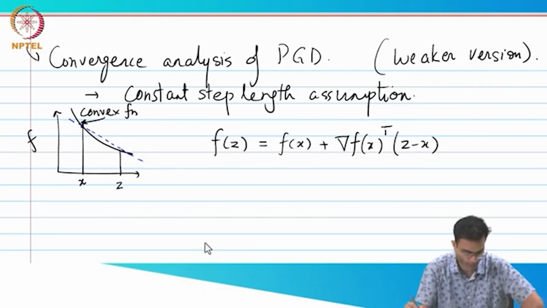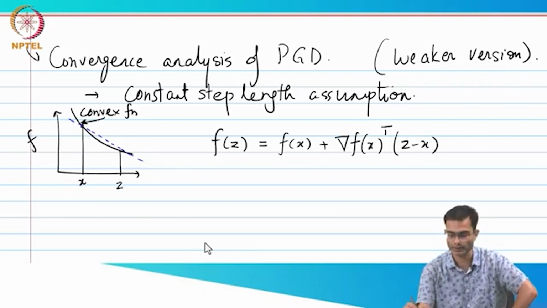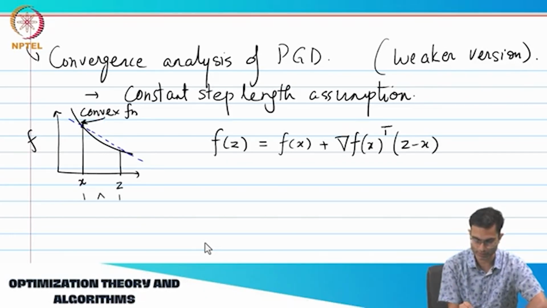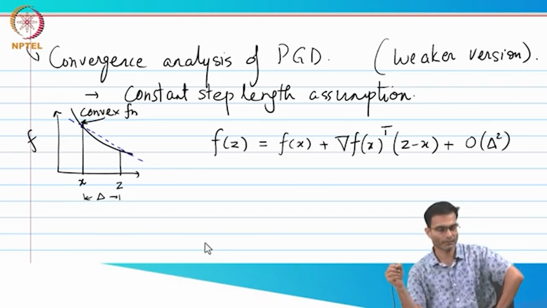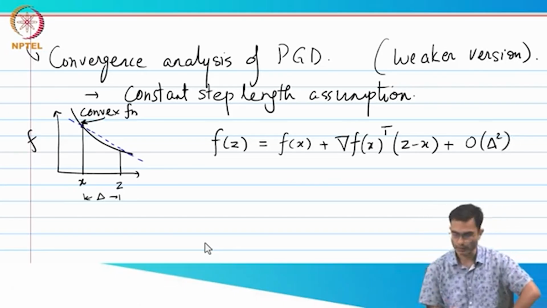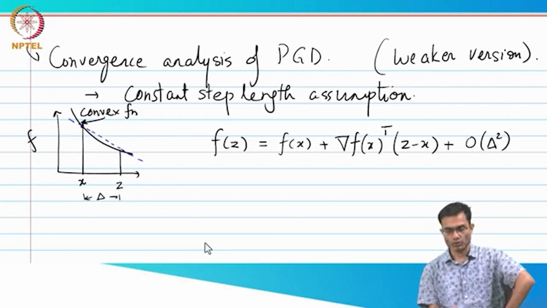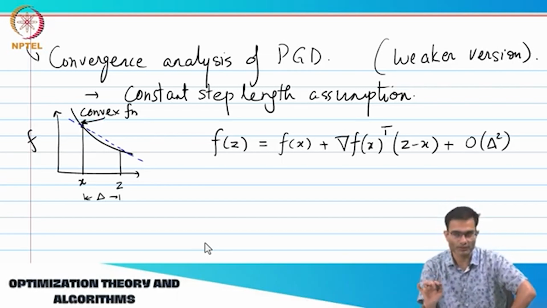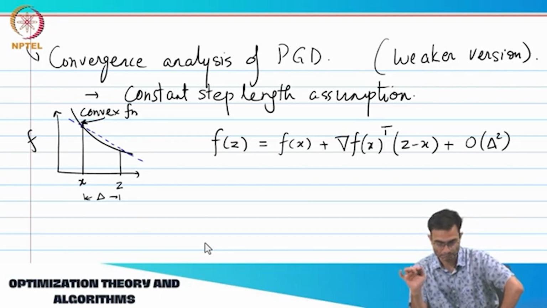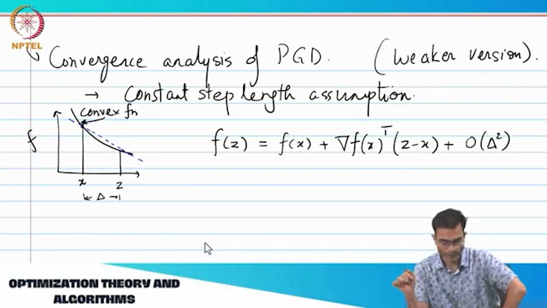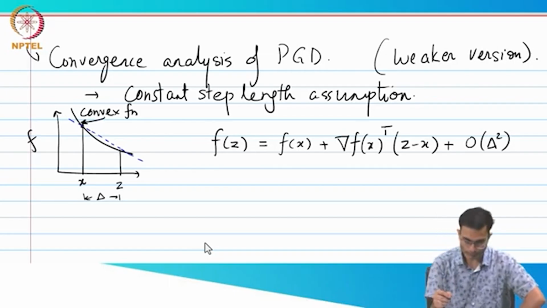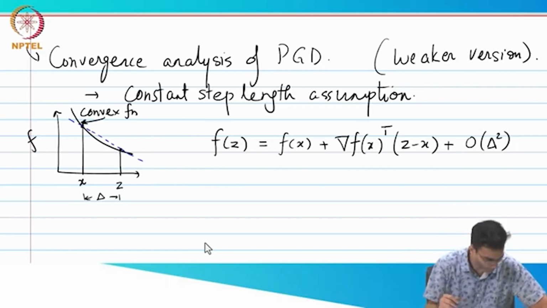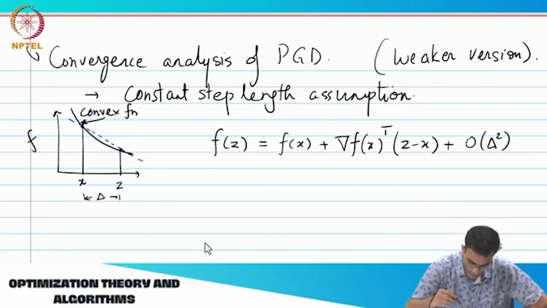This is first order. What is the error that I am incurring if this distance is, let us say, delta? There is a higher order term over here which is order delta squared. That is the error that I'm having. So assuming that we are with the first order Taylor's theorem, we know that F of Z is over here.